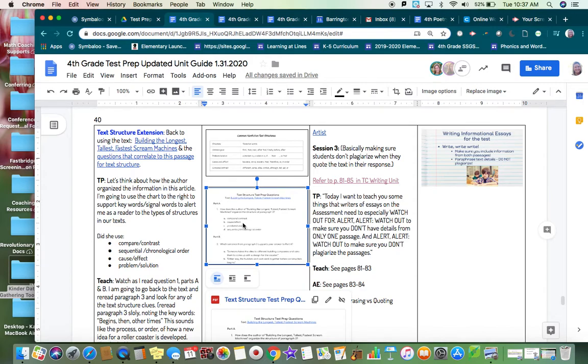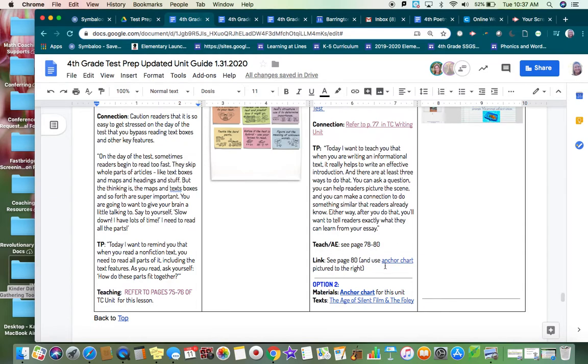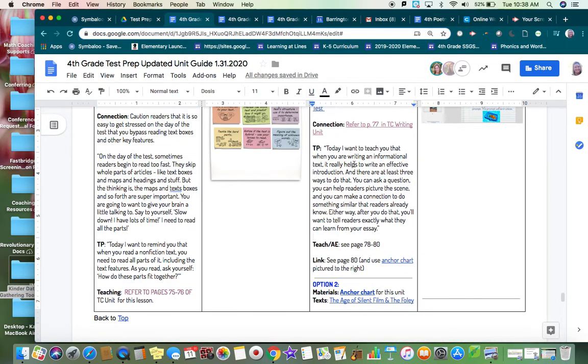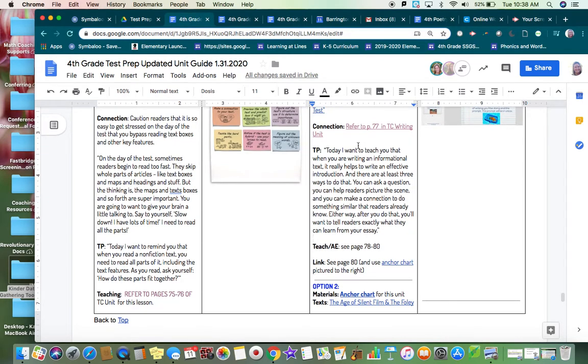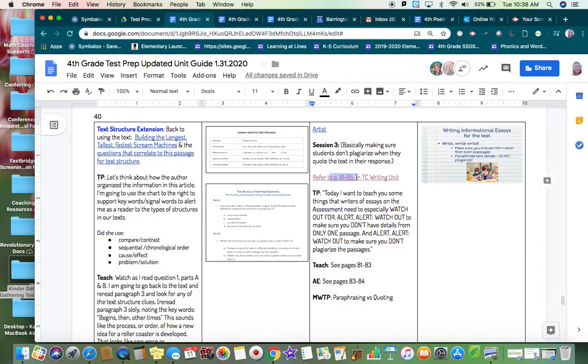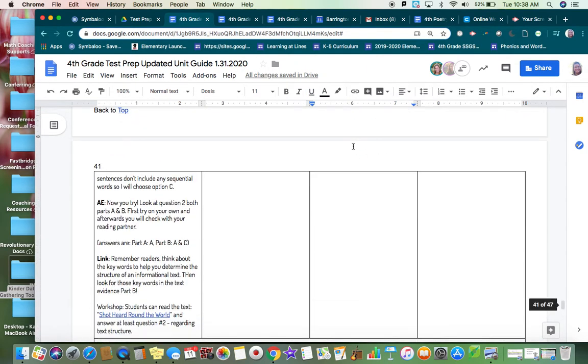Is it compare contrast? Is it cause effect? And then for part B, how do you know that? What is some text evidence to support that? So we built in some practice for that here. On the writing side of things, they're just using a new anchor chart mentioned here of how to write an informational response with the prompt in mind. Since this is back to using the Teachers College unit, here are the pages you can refer to. Gives some support for paraphrasing.